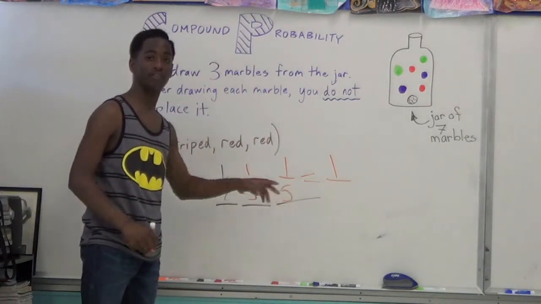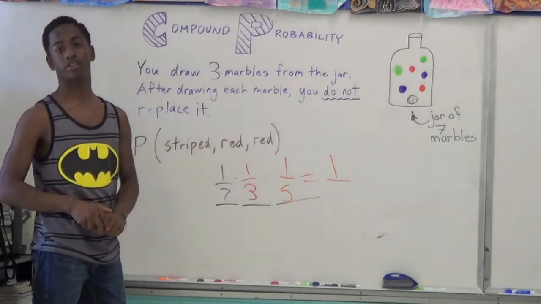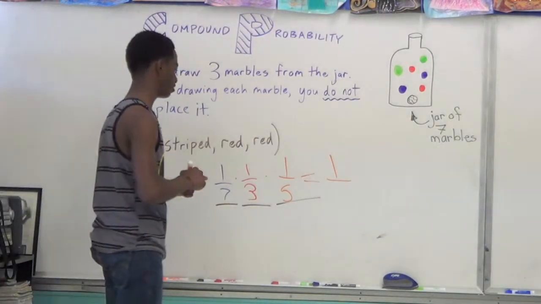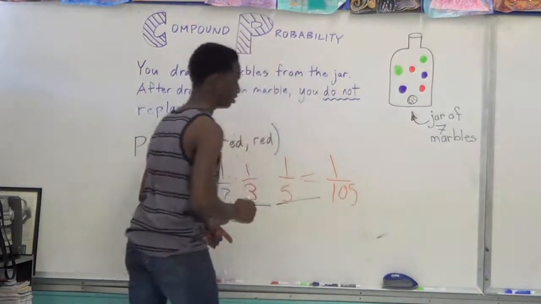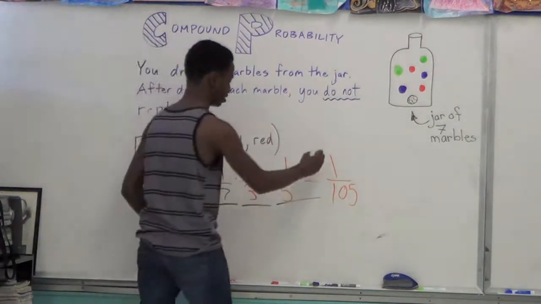21 times 5. Marley? 105. That's correct. This cannot be simplified. This is the correct answer.